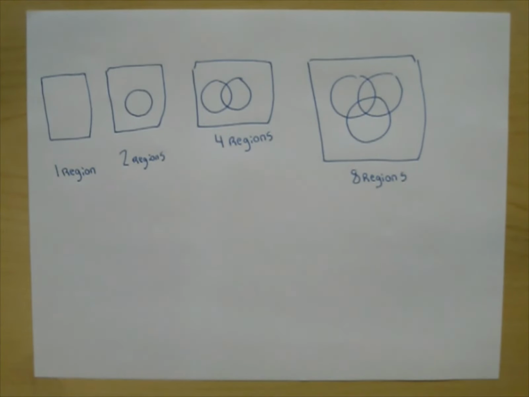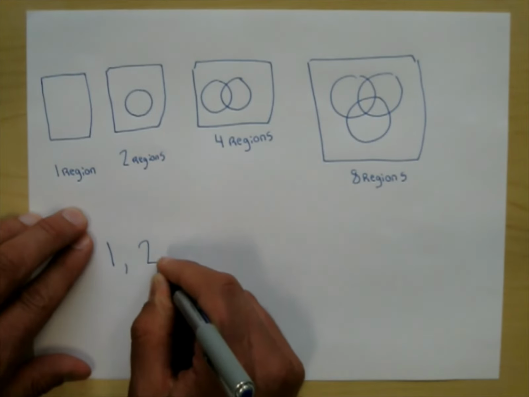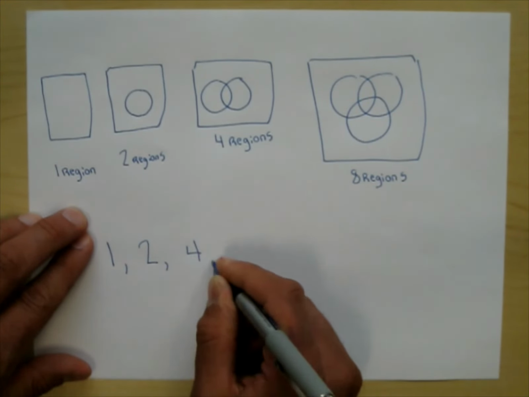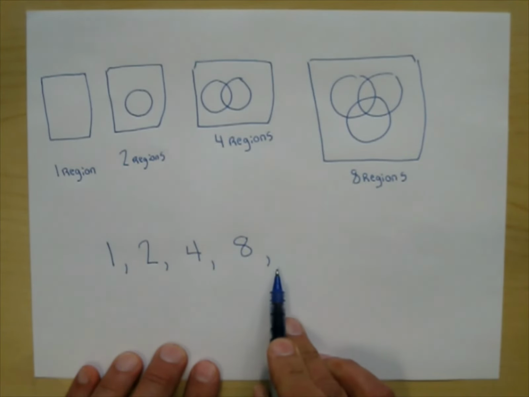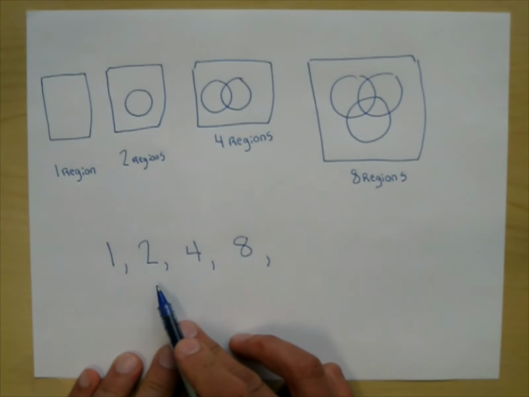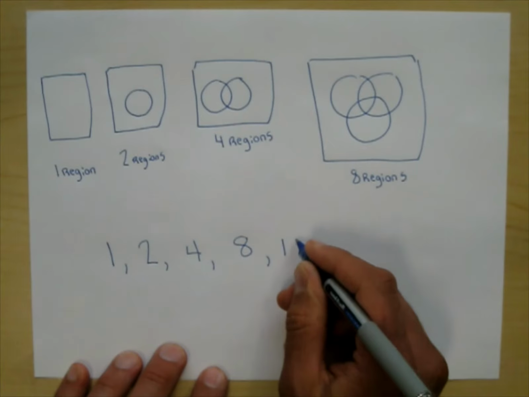Now this would suggest that there's a pattern. It goes 1, 2, 4, 8. Oh, it looks like a sequence. What's the next number that comes in that sequence? Well, it looks like it's geometric, and things are doubling or getting multiplied by 2. So the next one's 16.